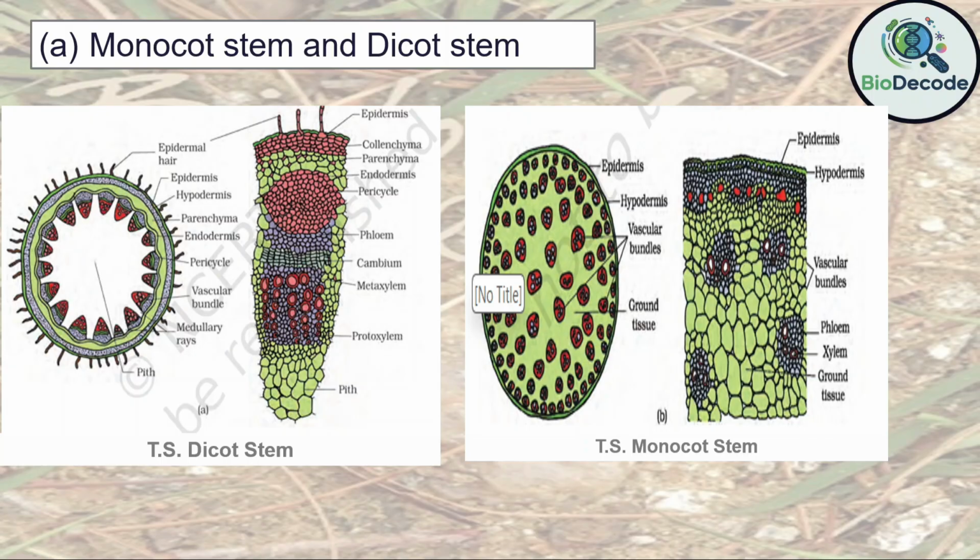In the dicot stem, vascular bundles form a circular arrangement with xylem towards the center and phloem towards the periphery, whereas in the monocot stem, vascular bundles appear scattered throughout the section. Now that we have studied the differences between monocot and dicot roots and stems, let us move to the next question, which focuses on the identification of plant stems through their anatomical features.